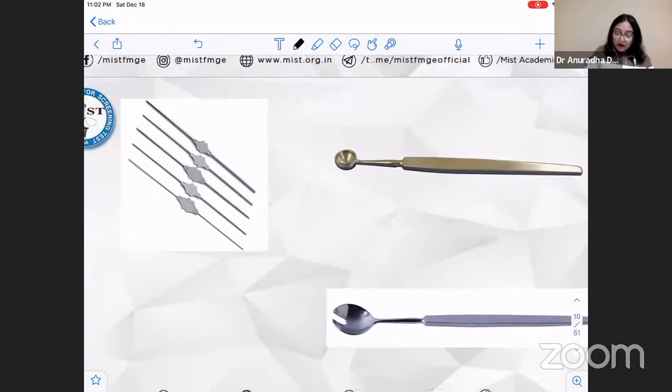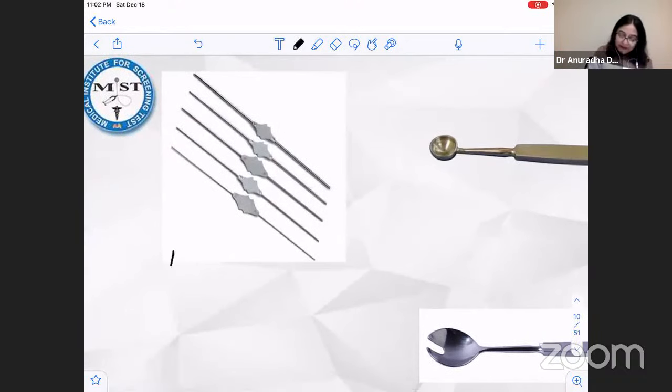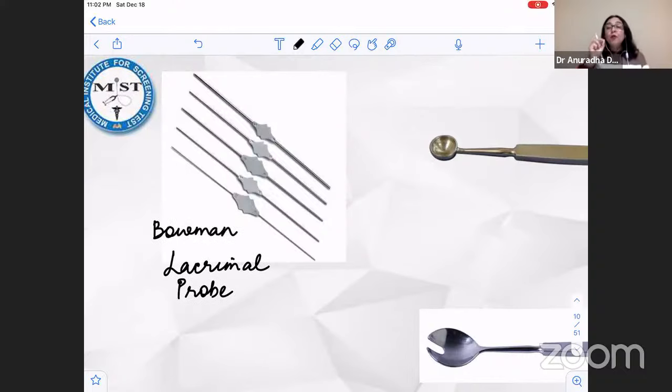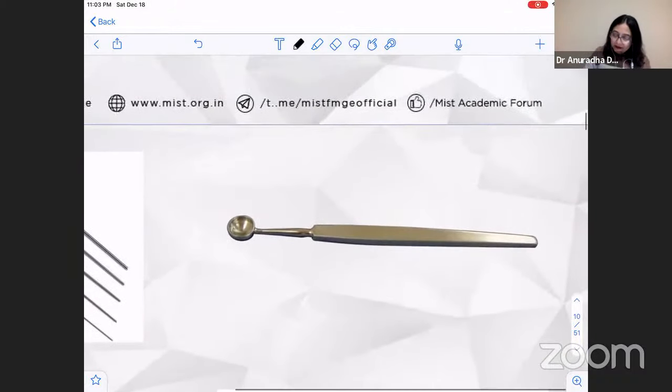described in the choices. Now here, this is your lacrimal probes. These are your lacrimal probes which come by the name of Bowman lacrimal probes. They are the ones which are used for probing and irrigation. So you put different sizes and you see whether you can open the passage or not. Okay?